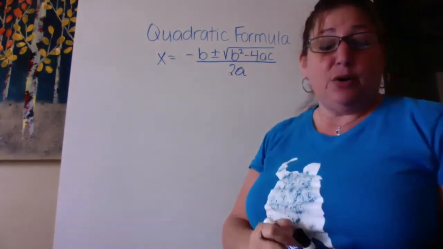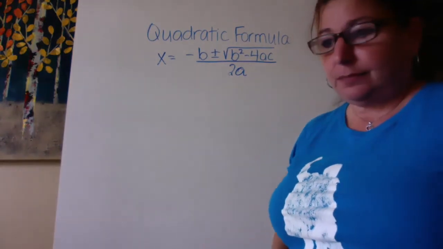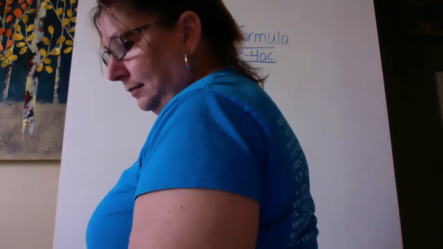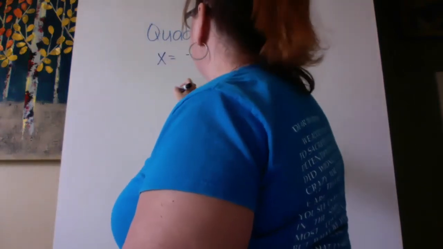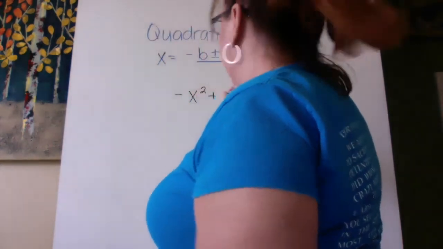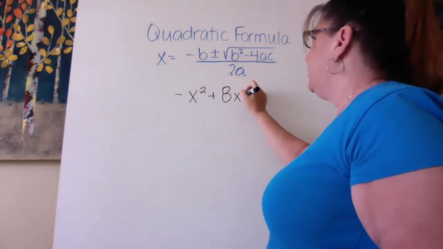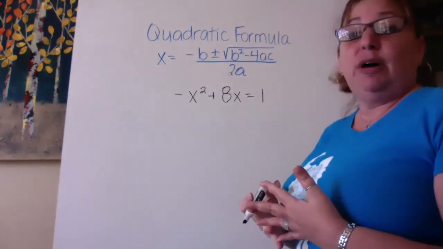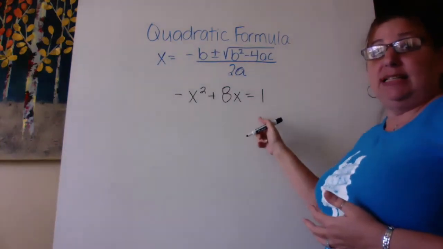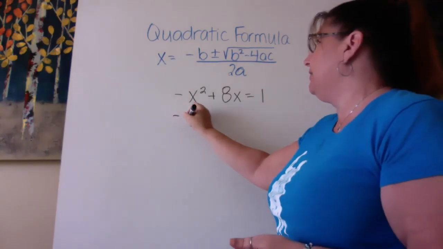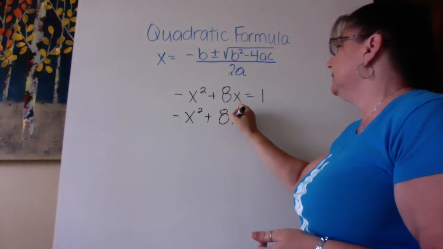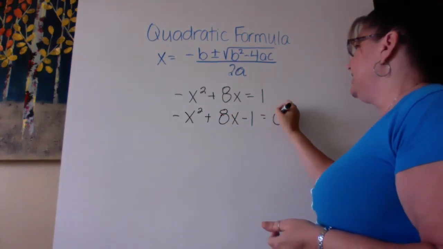Okay, so if I had negative x squared plus 8x equals 1. Okay, right off the bat, you should see this isn't in standard form because I don't have my constant on the same side. So I'm going to have to subtract that 1 off both sides. And now I have standard form.